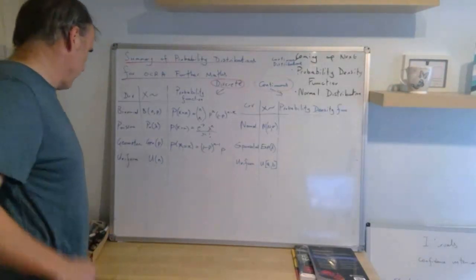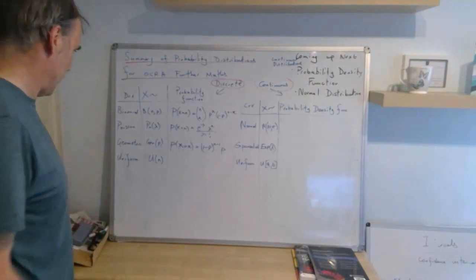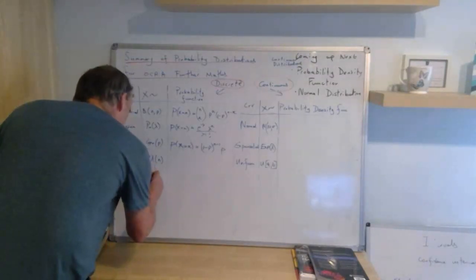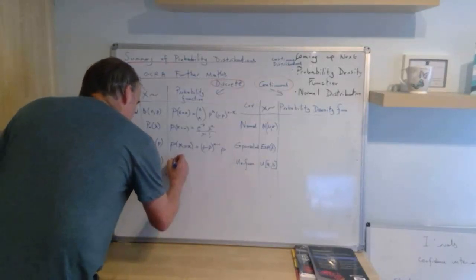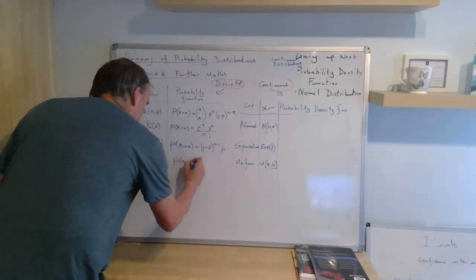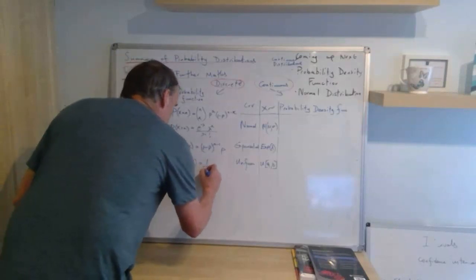The uniform is, let's say, a boring one really. N is just the numbers 1 to n. Those are the possible numbers up to n, and they're all equal, so it's 1 over n.